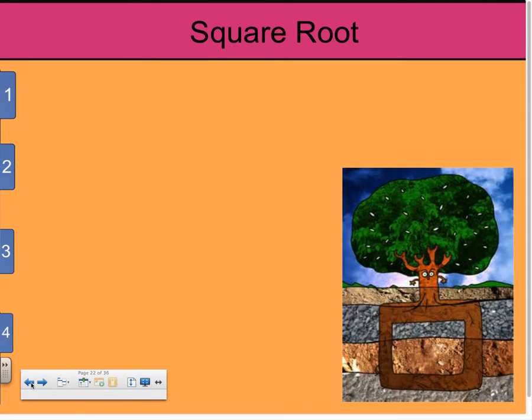Square roots and cubed roots. That is what we're going to be talking about in today's lesson.